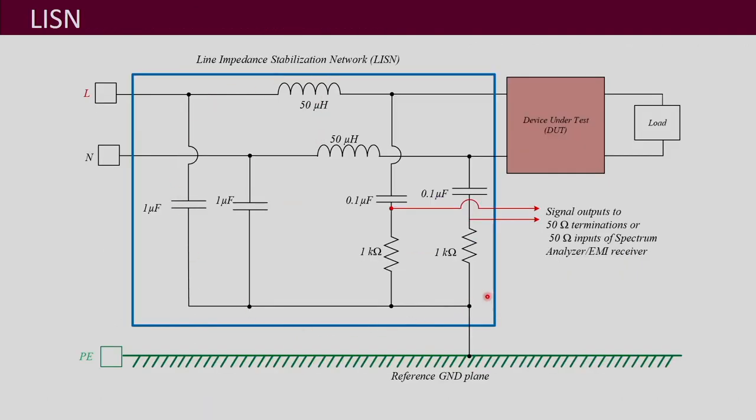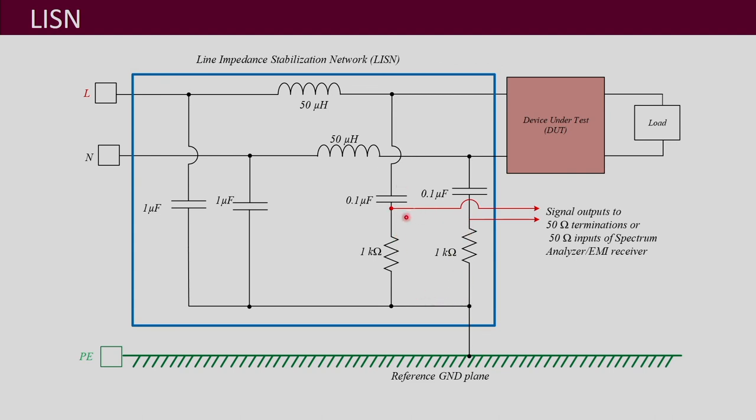So, this is the diagram of what can be inside a LISN. As I told you, it is something like a filter. Here you see that this is like a CLC filter. This is the supply which is going to come through the L and N points. Then this part will filter out whatever noise may be coming from there, and it won't let it go to the device which is under test. And whatever high frequency noise may be generated by the device will be confined by these capacitors in this area.